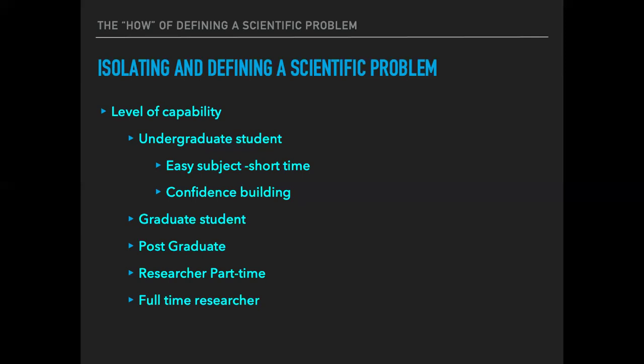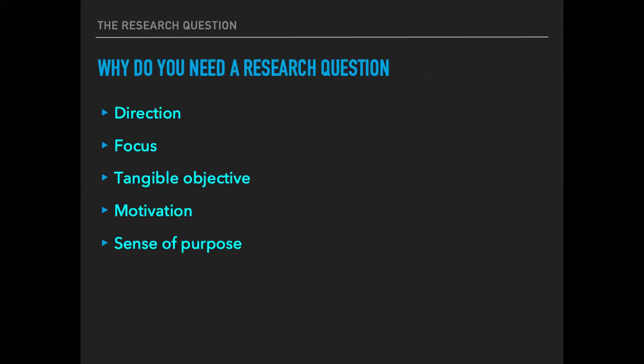So, why do you need a research question philosophically? Once you have a very discrete and clear research question, it gives you a direction of how to work, keeps you focused, and you have a tangible objective. You're actually trying to solve an unsolved literature issue, and it keeps you motivated. And there's a sense of purpose when you have a very clear research question.